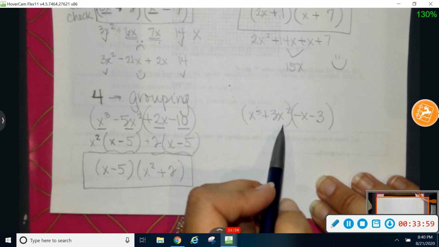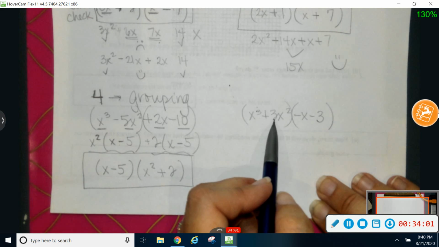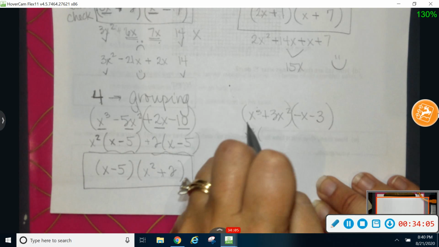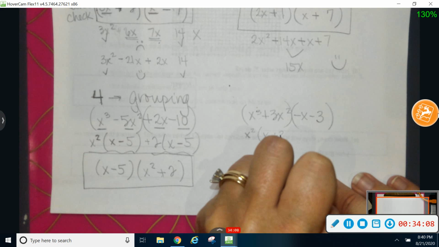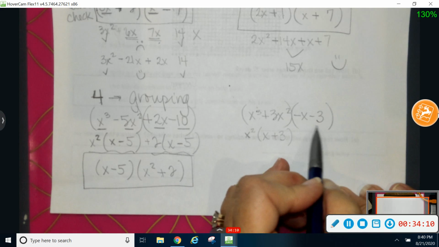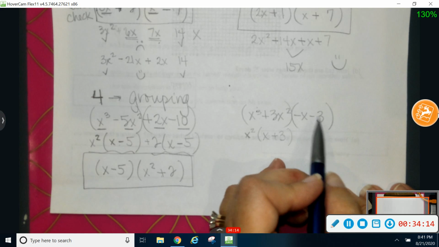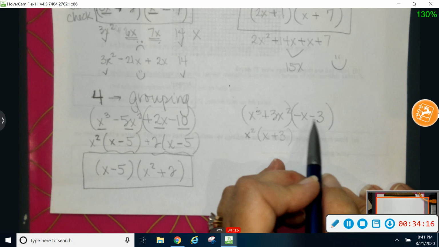I go back and start over. GCF with just the first group. What do they have in common? Looks like they share an x squared again. Then we see what's left over. Single x plus 3. I look in the back. What do they have in common? Looks like no coefficients, no variables, but they have that kind of negative.